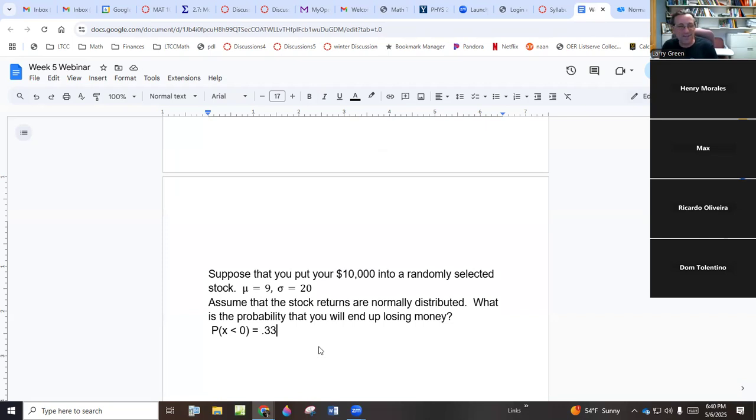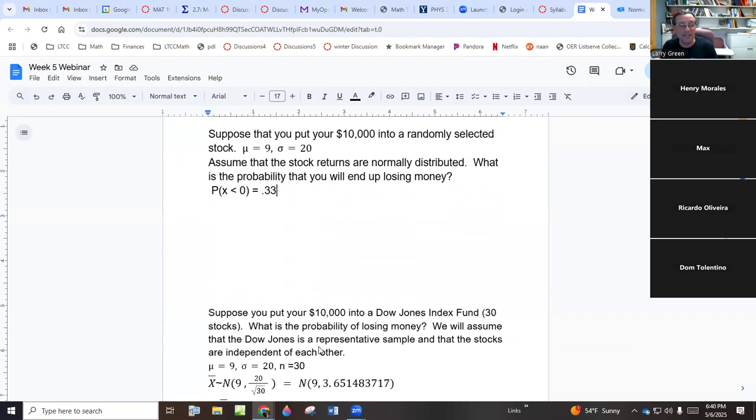Okay. So let me show you another way, and that is instead of one stock, you diversify. Does that make sense? Let's suppose now you put $10,000 into the Dow Jones Index Fund, which is 30 stocks. I know it's not perfect, but it's close enough to 31 that we'll go with it. In our class, usually we want more than 30 though. But Dow Jones is 30.